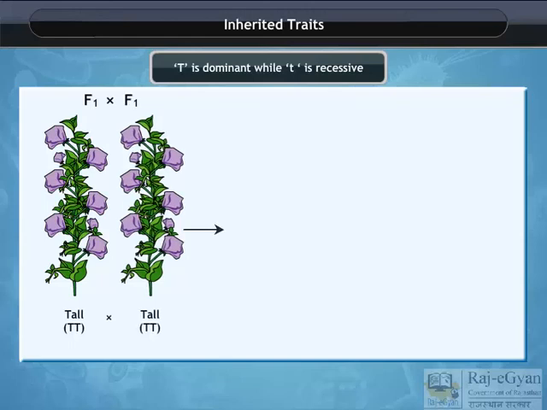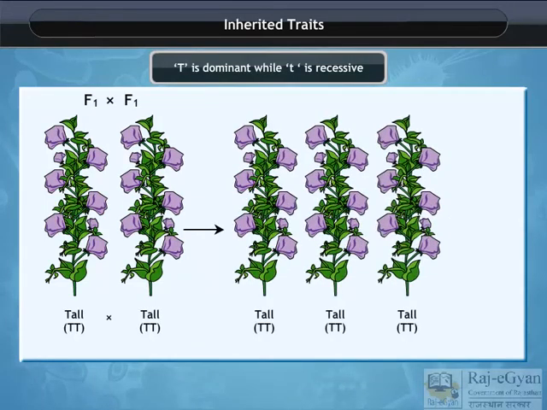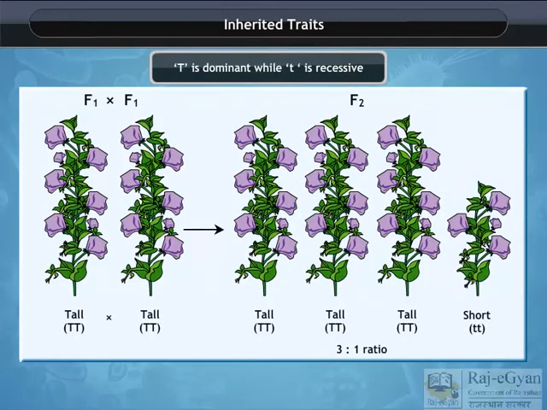All plants were tall. This meant that only one of the parental traits was seen, not some mixture of two. The F1 tall plants were self-pollinated, and in the F2 progeny of the F1 tall plants, 3 of them were tall and 1 short.